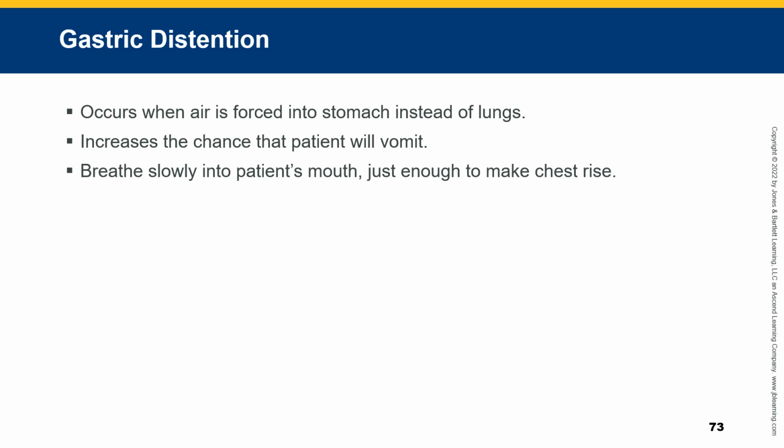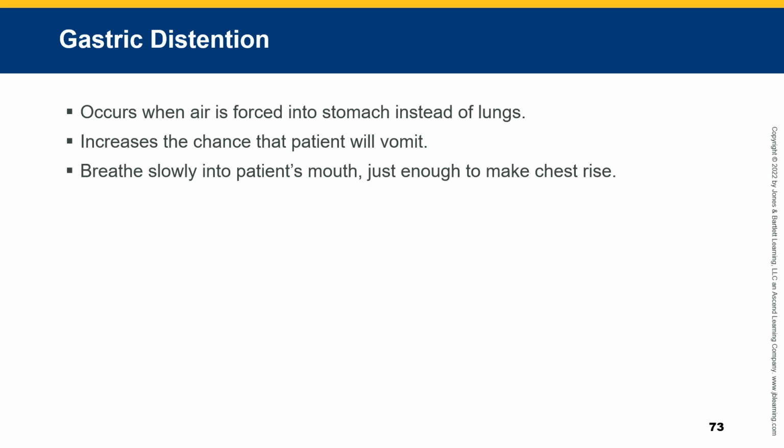One thing you have to be on the lookout for is gastric distension. This occurs when air is forced into the stomach instead of the lungs. This increases the chance that the patient will vomit. You need to breathe slowly into the patient's mouth, just enough to make the patient's chest rise. If you keep blowing after their lungs are full, the air is going to leak over the epiglottis and into the stomach, and they're going to have gastric distension, and it will eventually cause them to vomit.